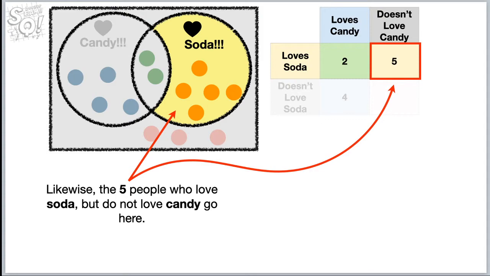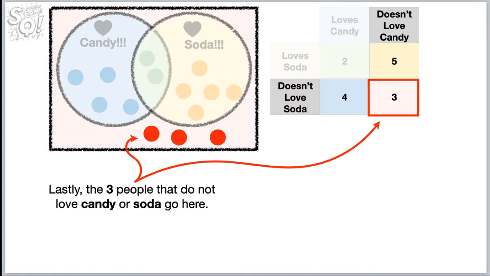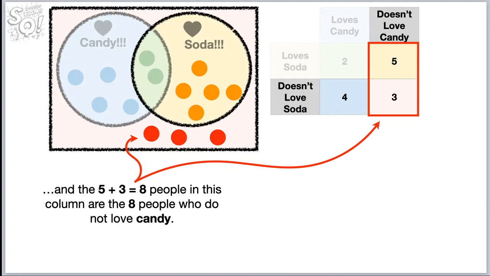Likewise, 5 people who love soda but do not love candy go here. And that means 2 plus 5 equals 7, so there are 7 people in this row, and they are the 7 people who love soda. Lastly, the 3 people that do not love candy or soda go here. And that means 4 plus 3 equals 7 people in this row are the 7 people who do not love soda. And 5 plus 3 equals 8 people in this column are the 8 people who do not love candy.